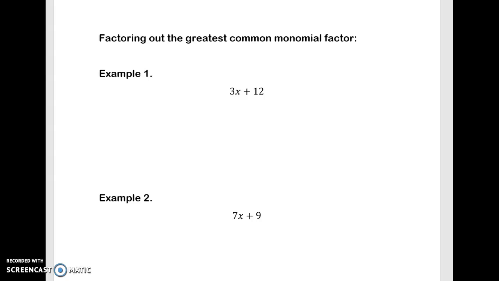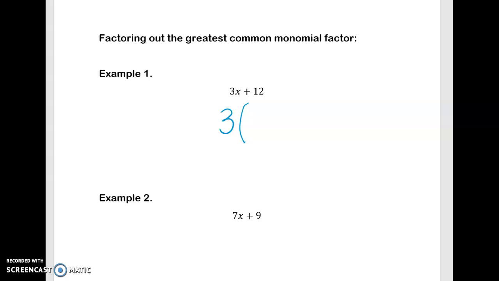So looking at example 1, we have 3x plus 12. If we want to factor out the greatest common factor of both terms, we have the number part, which is 3 and 12. 3 is the greatest common factor of 3 and 12, so we would pull out the 3. And in order to pull out a variable, both of them would have to have a variable with an exponent. But 12 does not, so we cannot pull an x out of that. So this 3 is our greatest common factor for both terms.